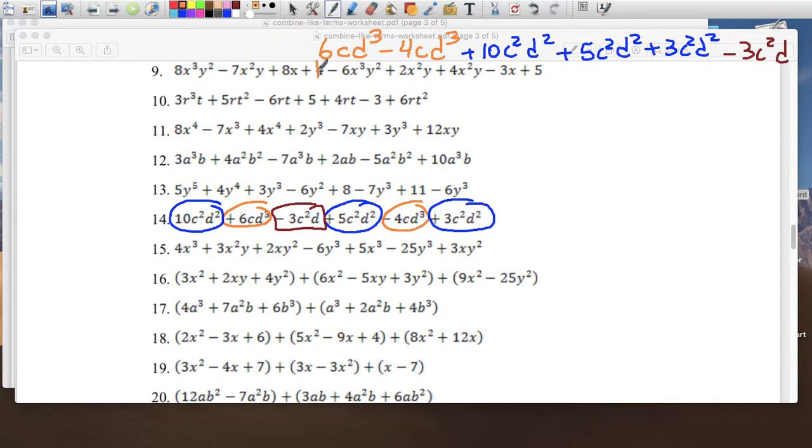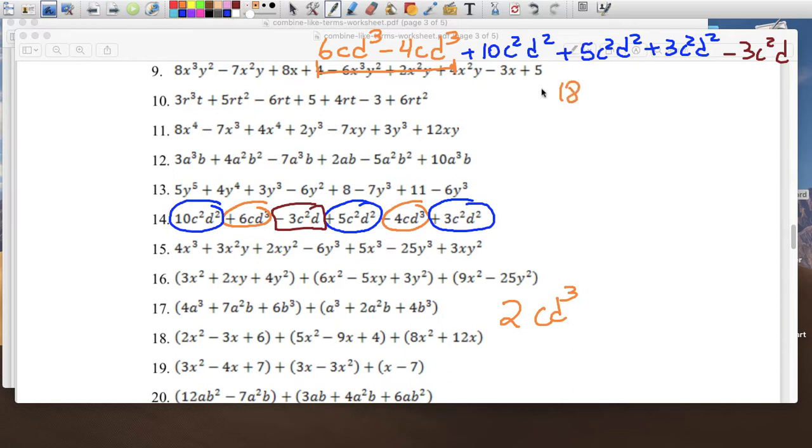Let's do the orange. This one's easy. 6 minus 4 is just 2cd3, right? We don't even have to change it, because that one we can do it. The blues. Well, it's 10 plus 5. Thankfully, they're all positive, positive, positive. So this is 10 plus 5 plus 3. 10 plus 5 is 15. 15 plus 3 is 18. So that all becomes 18.